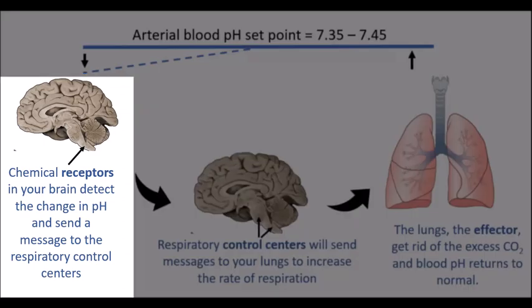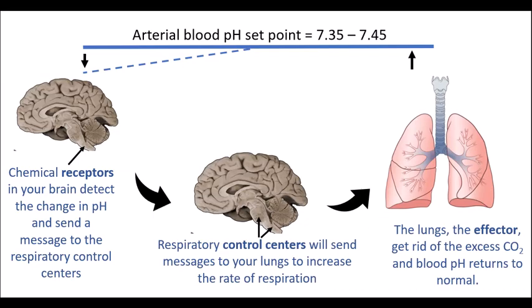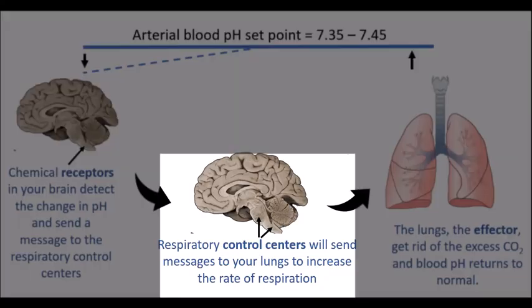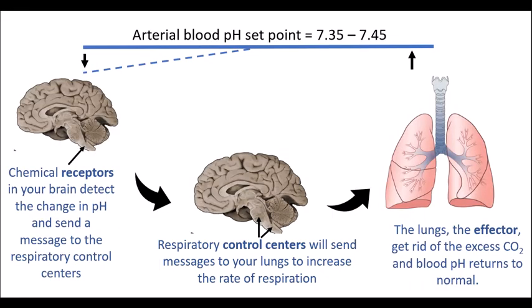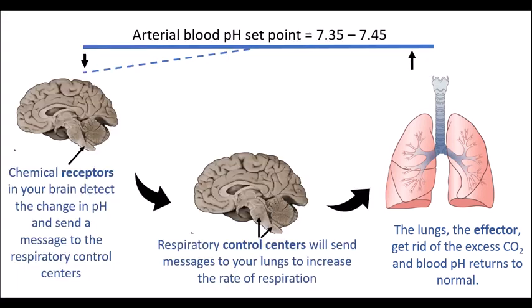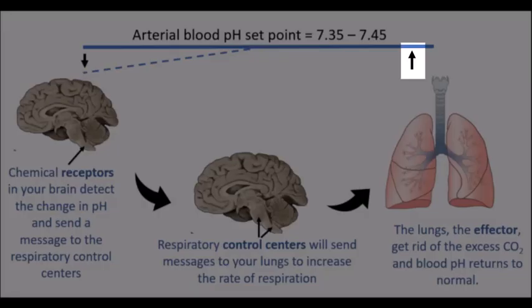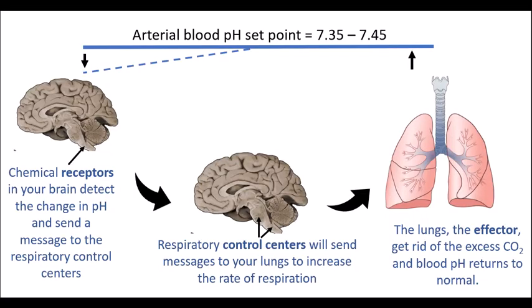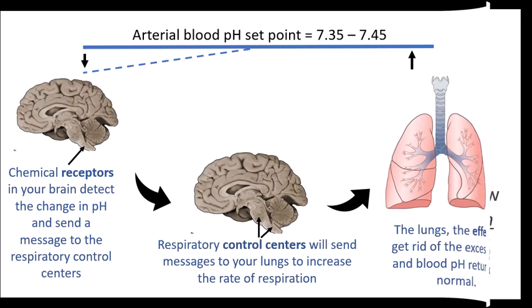A group of chemical receptors in your brain detects the change in the pH and sends a message to the respiratory control centers, also located in your brain. The respiratory control center sends messages to your lungs, the effector in this case, to increase the rate of respiration to get rid of that excess carbon dioxide. This will return that blood pH to normal. Pretty cool, huh? Especially considering that your body maintains dozens of conditions every day without you ever having to think about it.